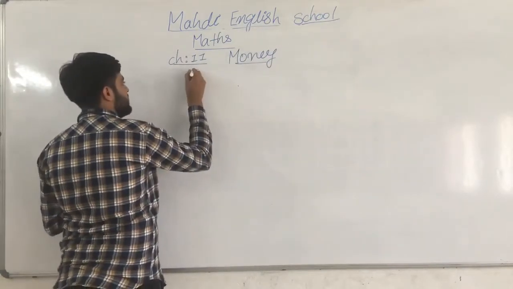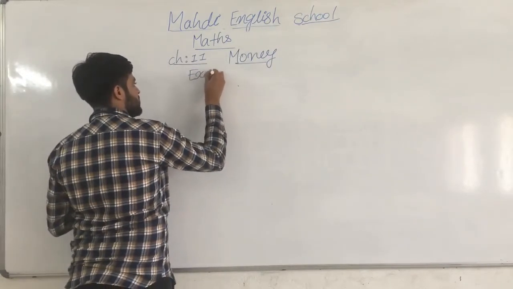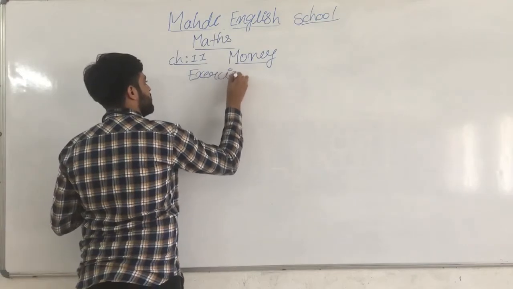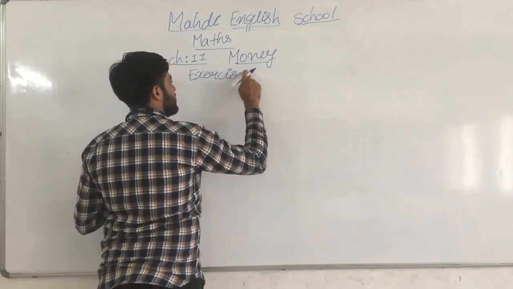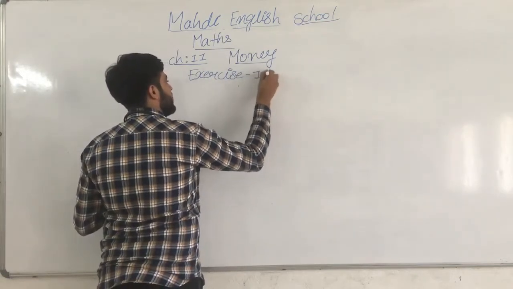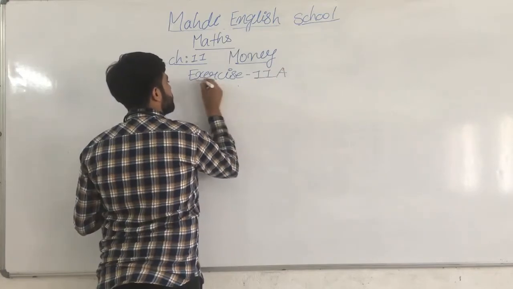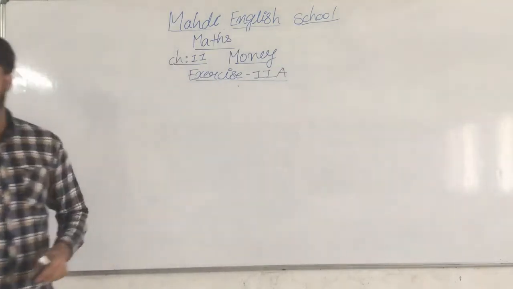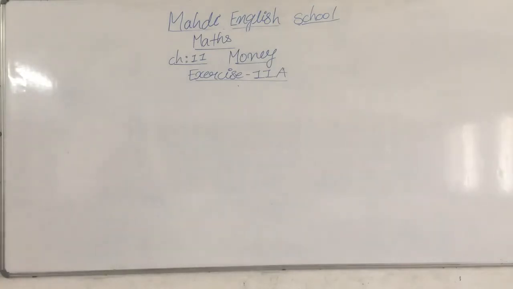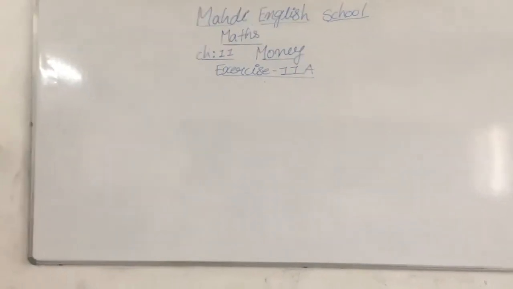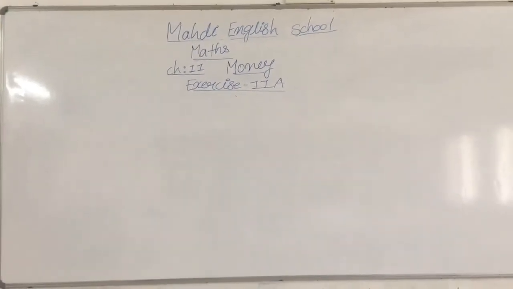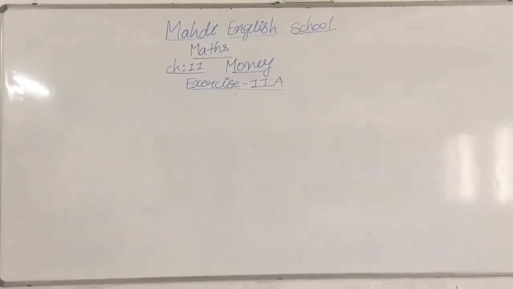And here, exercise number 11A. Understood all? So you note down all these things in your book, my dear all. And then we will move on further.